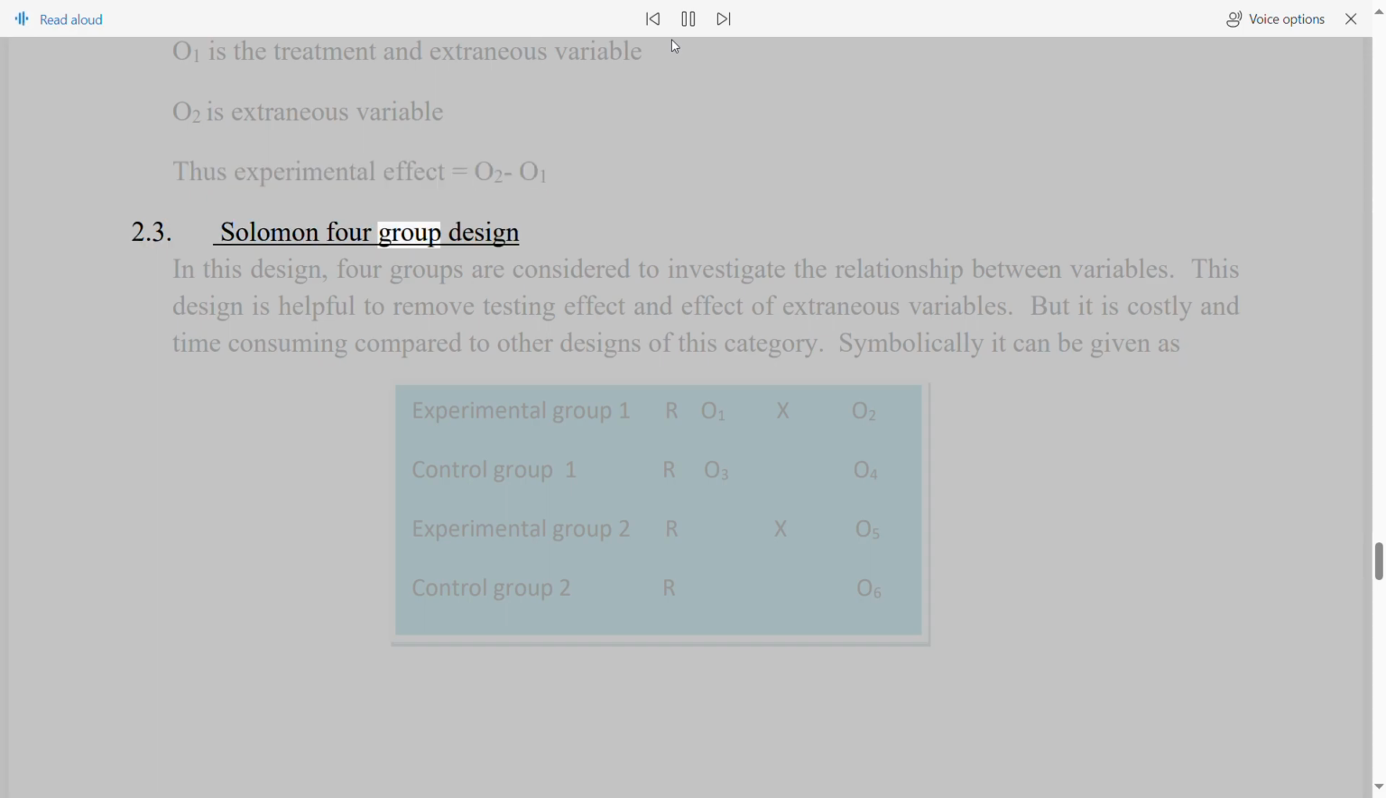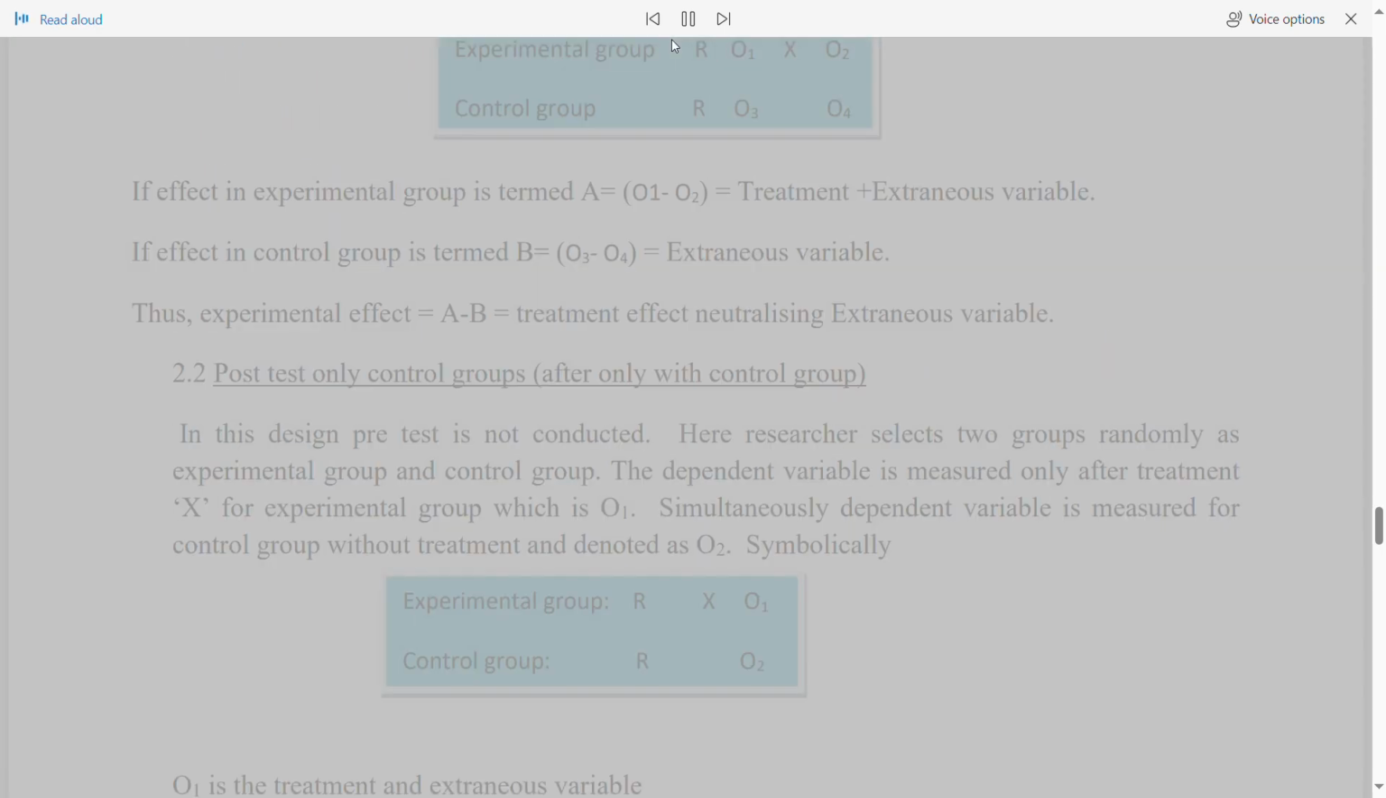2.3 Solomon four group design. In this design, four groups are considered to investigate the relationship between variables. This design is helpful to remove the testing effect and the effect of extraneous variables. But it is costly and time-consuming compared to other designs of this category. Symbolically, it can be given as: experimental group R O1 X O2, control group R O3 O4.